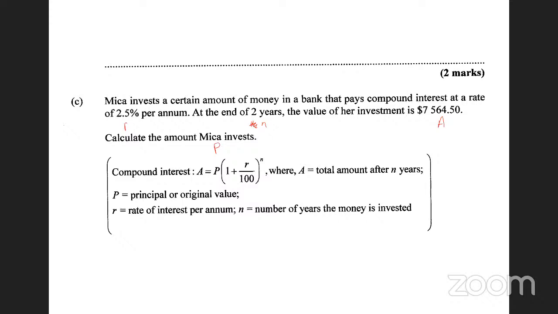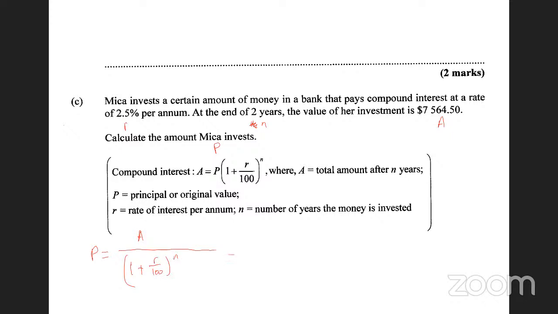So we can make principal the subject one time, or you could work it out and then put it across. It's up to you. I would just make principal the subject one time. So that's A over 1 plus R over 100 all to the power of N. You don't have to do that. You can just plug in the values, and then make P the subject.